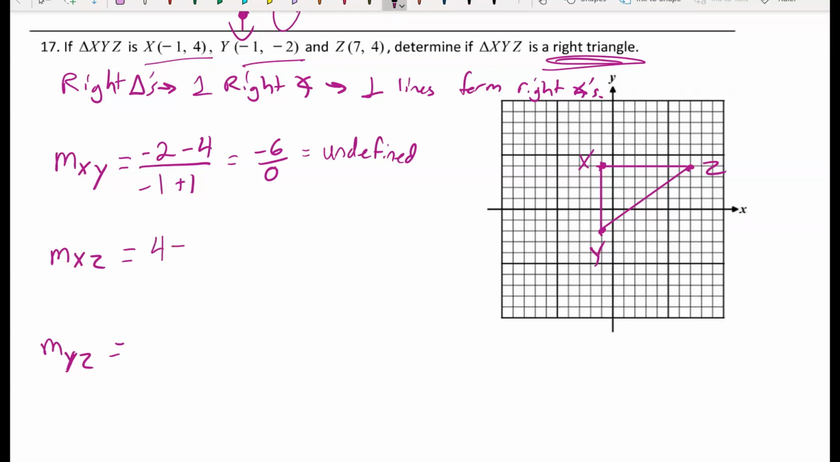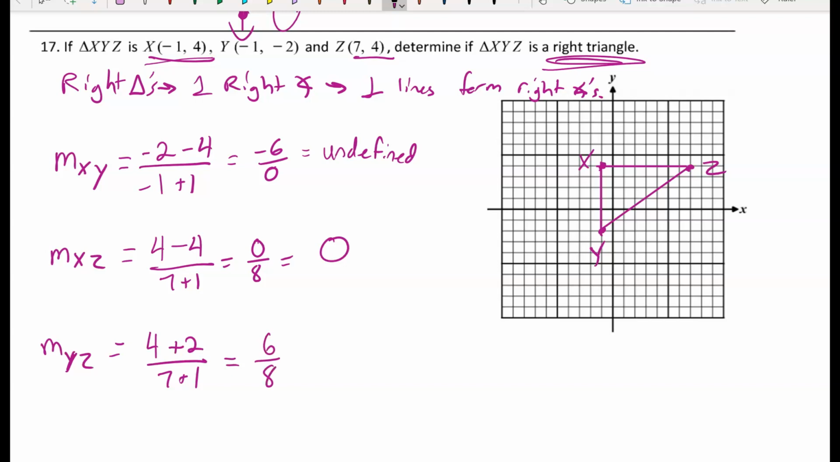For XZ, change in y, those both have a y value of 4, if I'm looking at Z and X there, divided by 7 plus 1 equals 0 over 8. Remember, 0 divided by anything is 0. And I'm just going to find the slope of YZ too, even though it doesn't look like there's a right angle there, just to have my work organized. 4 minus a negative 2, or just plus 2, over 7 minus negative 1, is 6 over 8, or if I divide those both by 2, I get 3 over 4.